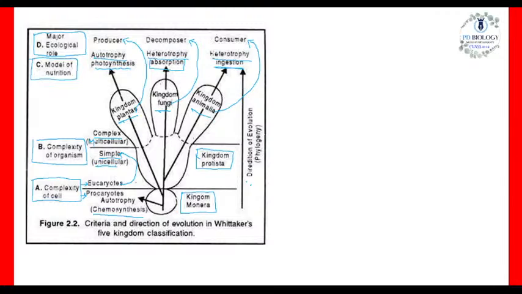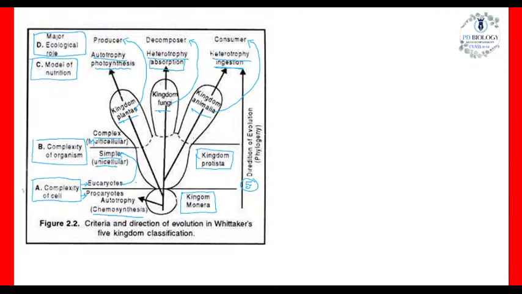The fifth category of classification is direction of evolution. That's the phylogenetic relationship, starting from the prokaryote, then eukaryotes, then unicellular eukaryote, then multicellular, then Plantae, then Fungi, then complicated Animalia. So that's the phylogeny, the fifth category of classification.